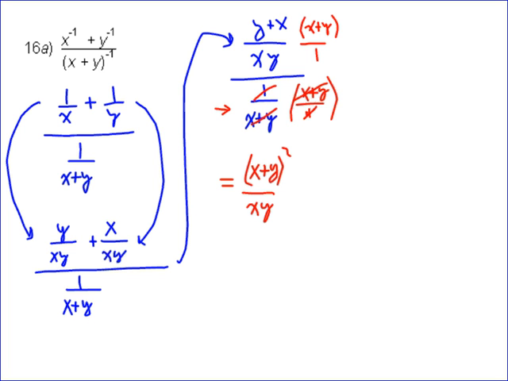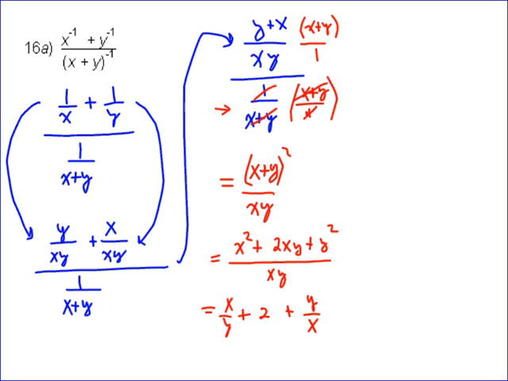Now, you could break it apart further. If you expanded this, you could do x squared plus 2xy plus y squared, and then all of this over xy. And you could put each term over xy, so the x squared would just cancel out an x, so you'd have x over y plus the 2xy, you'd cancel out xy, so it'd be plus 2. And then the y squared you'd cancel out a y, so it'd be plus y over x. That would be another way of writing your solution, but this solution right here works out just fine.